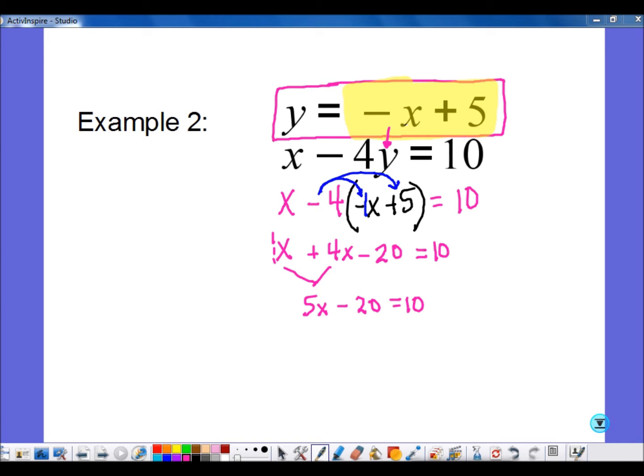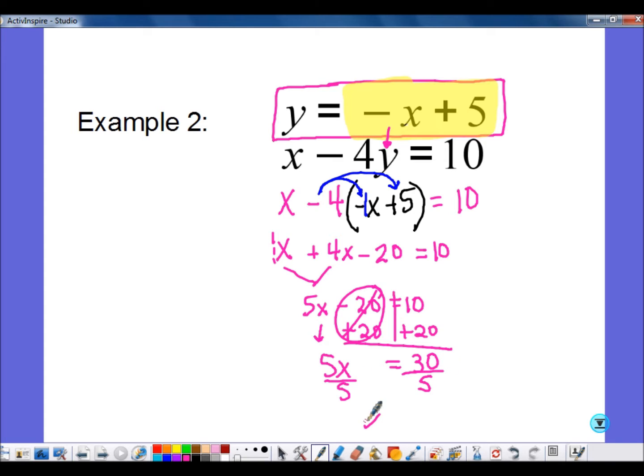All right, so which two numbers don't have x's? That's right, 20 and 10. So I'm going to do the opposite of minus 20, which is plus 20. So then now this is my big fat 0 because that's gone. Bring down my 5x equals 30. And then now I'm just going to divide both sides by 5, and x is going to equal 6. So this is my first answer, x equals 6.